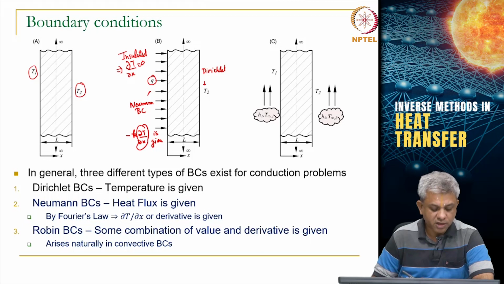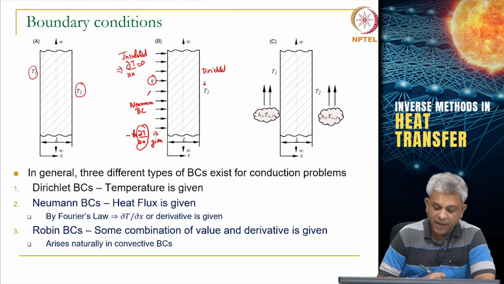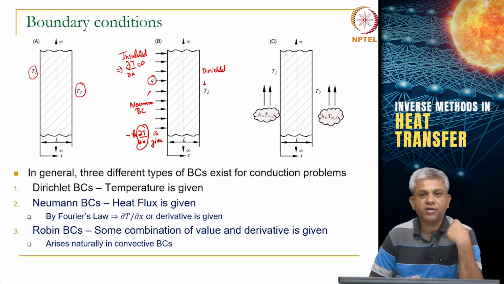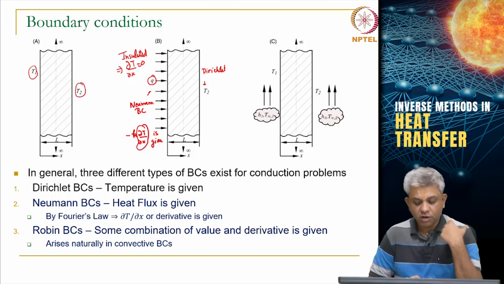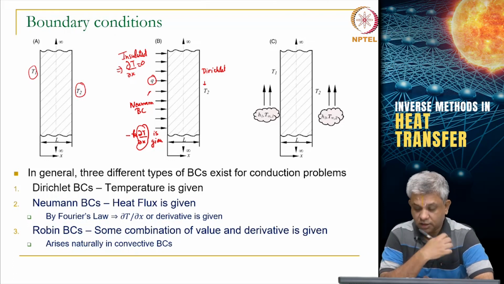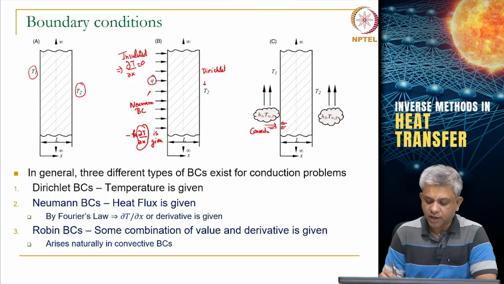They are called Robin. Dirichlet, Neumann and Robin are the names of some scientists. Okay, so, what is given in such a case is a combination of the value as well as the derivative. So, you do not have T and you do not necessarily have dT dx, you have a combination of the two. This naturally arises when you have convective boundary conditions. How does it arise? You will say that convection from this side would be equal to conduction from this side.